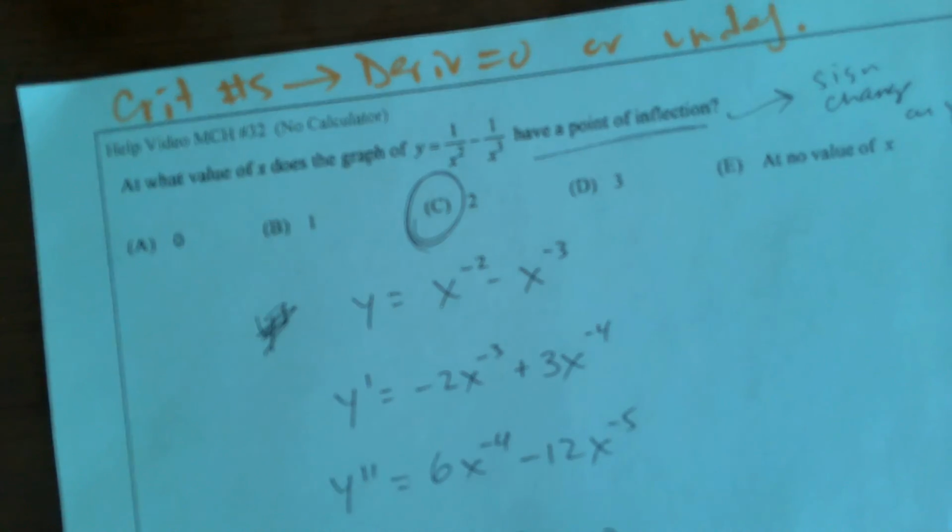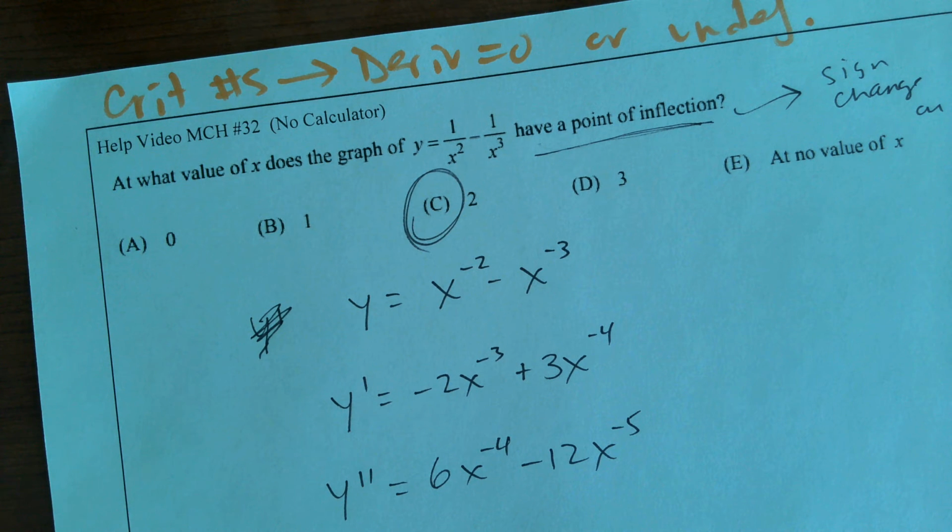Okay, so the critical numbers are not always going to correspond to a point of inflection. They're just the potential numbers where the points of inflection occur.